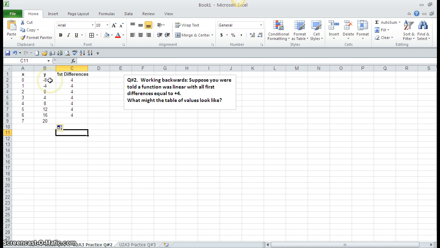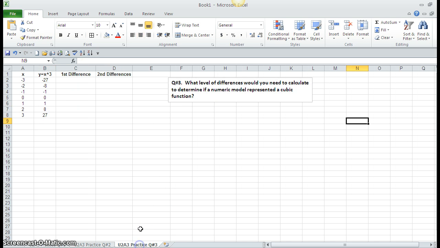If I'd started somewhere different, suppose I started here at 11, all I have to do is press enter and all my values change because I've used a formula in every one of these rows. And here's where the formula appears that I'm always going to add by 4.